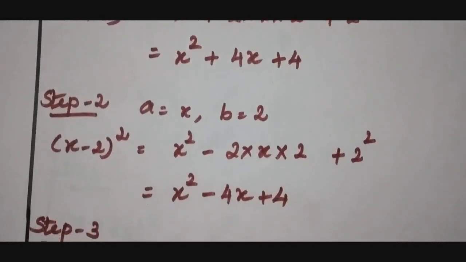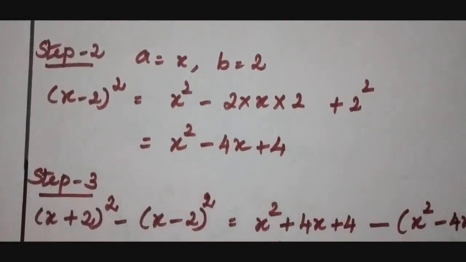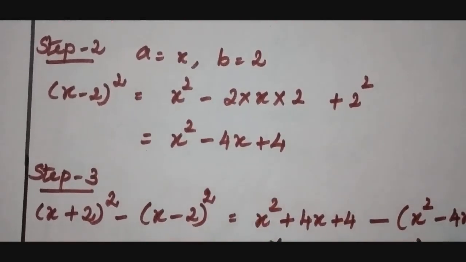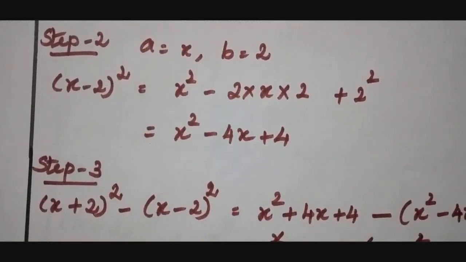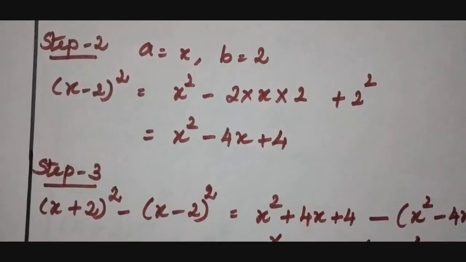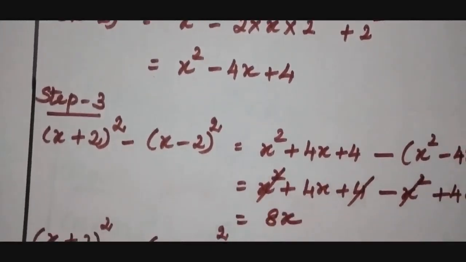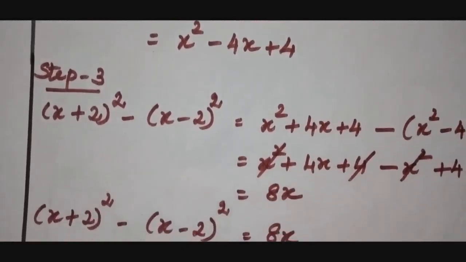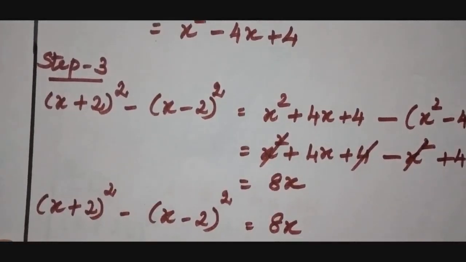Now step 3, you have to solve (x + 2)² − (x − 2)². (x + 2)² is nothing but the value of step 1, and (x − 2)² is nothing but the value of step 2. Now you have to subtract. You get the answer as 8x. So (x + 2)² − (x − 2)² is equal to 8x.